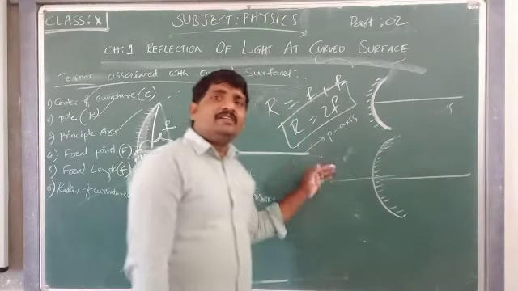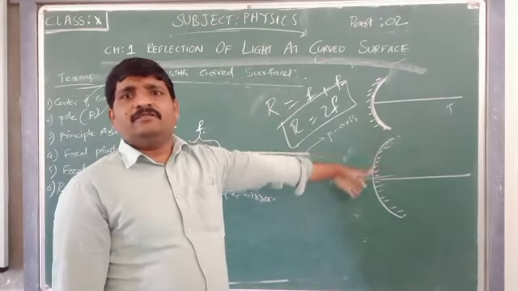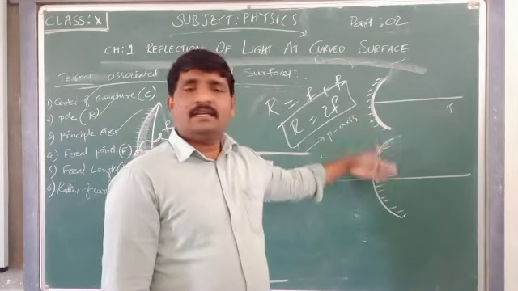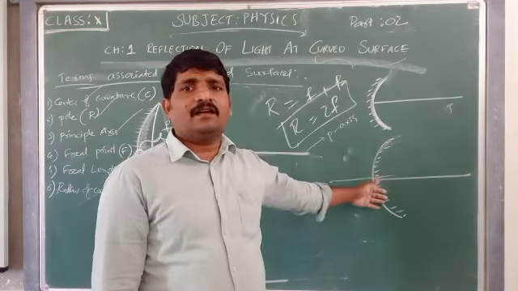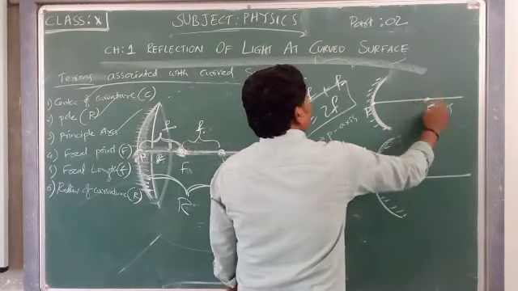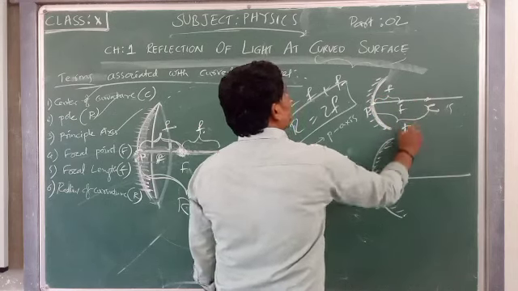We are not going to draw in a 3-dimensional view. We are going to draw in a 2-dimensional view as we continue our discussion. That is, in our further discussions, we will draw the concave surface and convex surface in 2-dimensional format. This is the pole, and this is the center of curvature. This is the focal point, this will be the focal length, and this will be the radius of curvature.